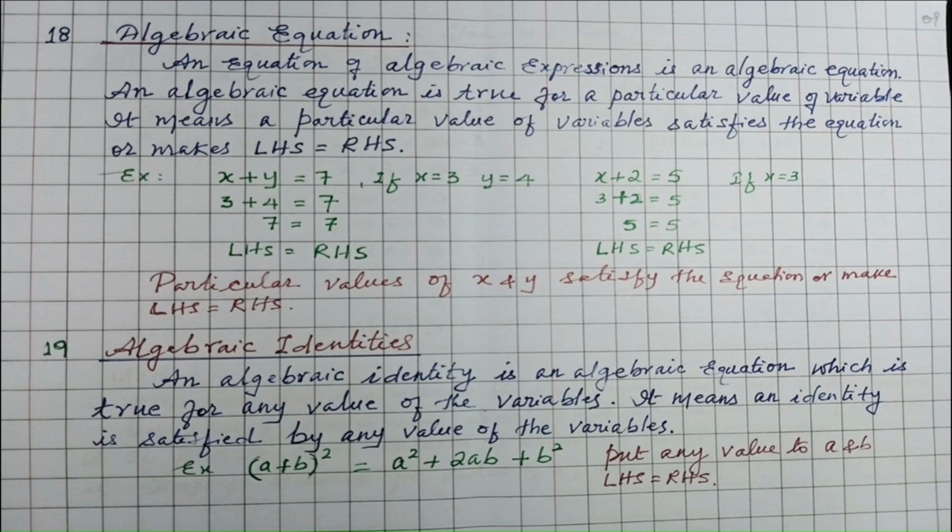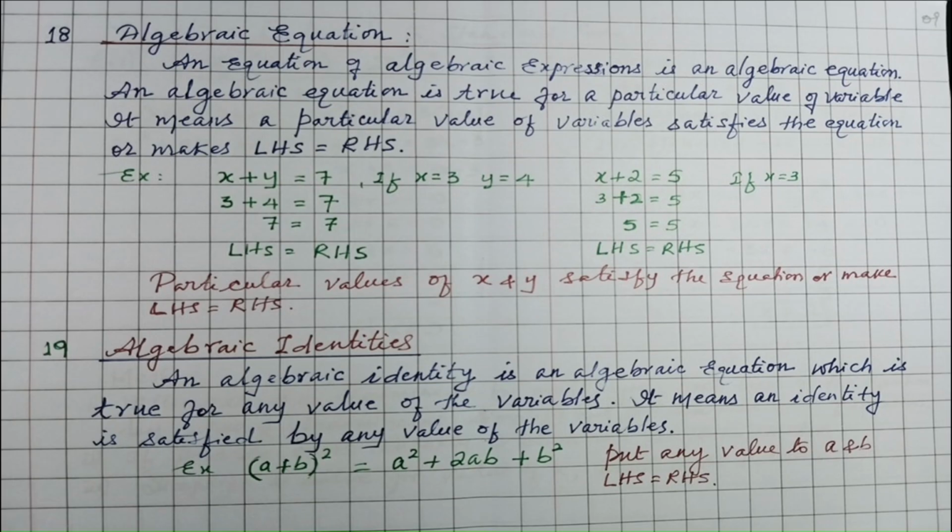Before we begin learning about identities, let us understand what an algebraic equation is. An equation of algebraic expressions is an algebraic equation. An algebraic equation is true for a particular value of a variable. It means a particular value of the variables satisfies the equation, or makes LHS equal to RHS.